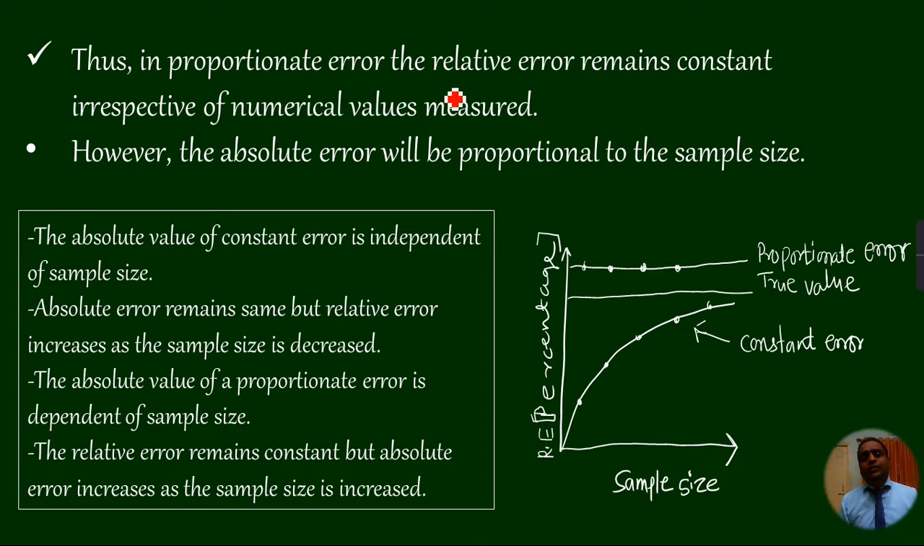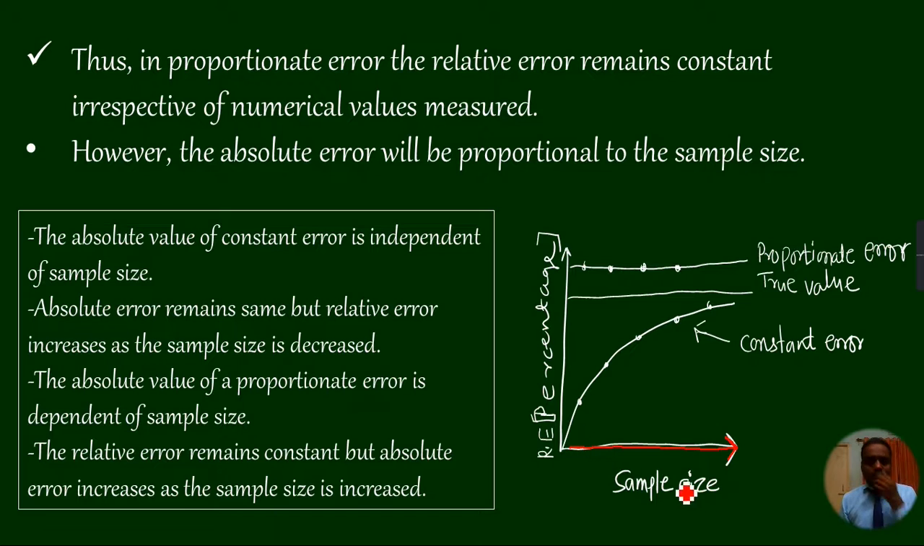Thus, in a proportionate error, the relative error remains constant irrespective of the numerical values measured. Whatever numerical values are measured, in proportionate error, relative error remains constant. However, the absolute error will be proportional to the sample size. So as the sample size increases, the absolute error will also increase in case of a proportionate error.